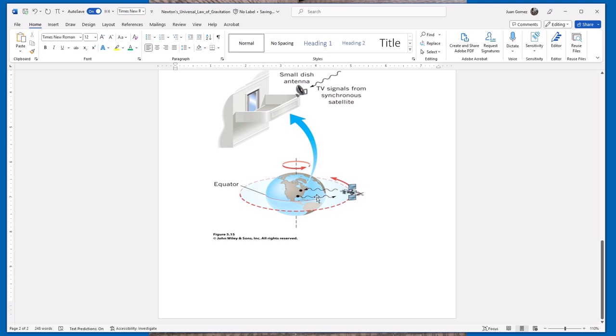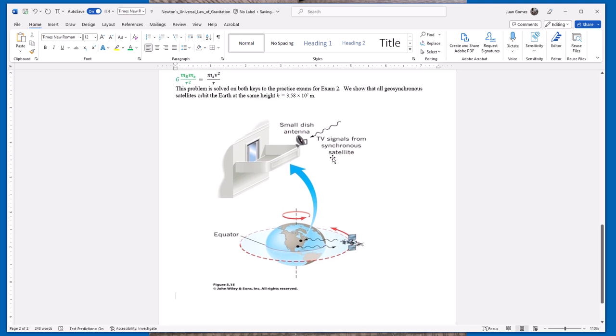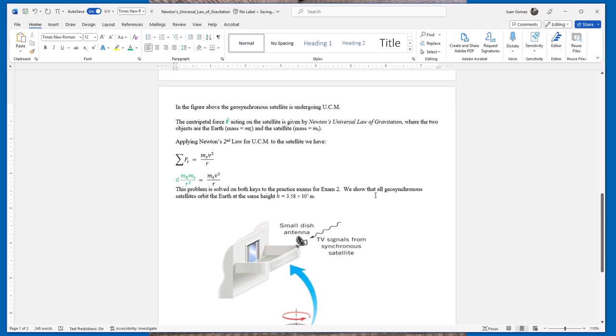Otherwise you wouldn't be able to send, for example, satellite TV. You wouldn't be able to watch satellite TV because the advantage of it being geosynchronous is it remains in a fixed spot above the Earth. So you can send and receive signals, because it's as if it's stationary, it remains in the same spot relative to any particular spot on the Earth. And we'll show that all geosynchronous satellites orbit the Earth at the same height, and that height is 3.58 times 10 to the 7th meters, a huge distance.